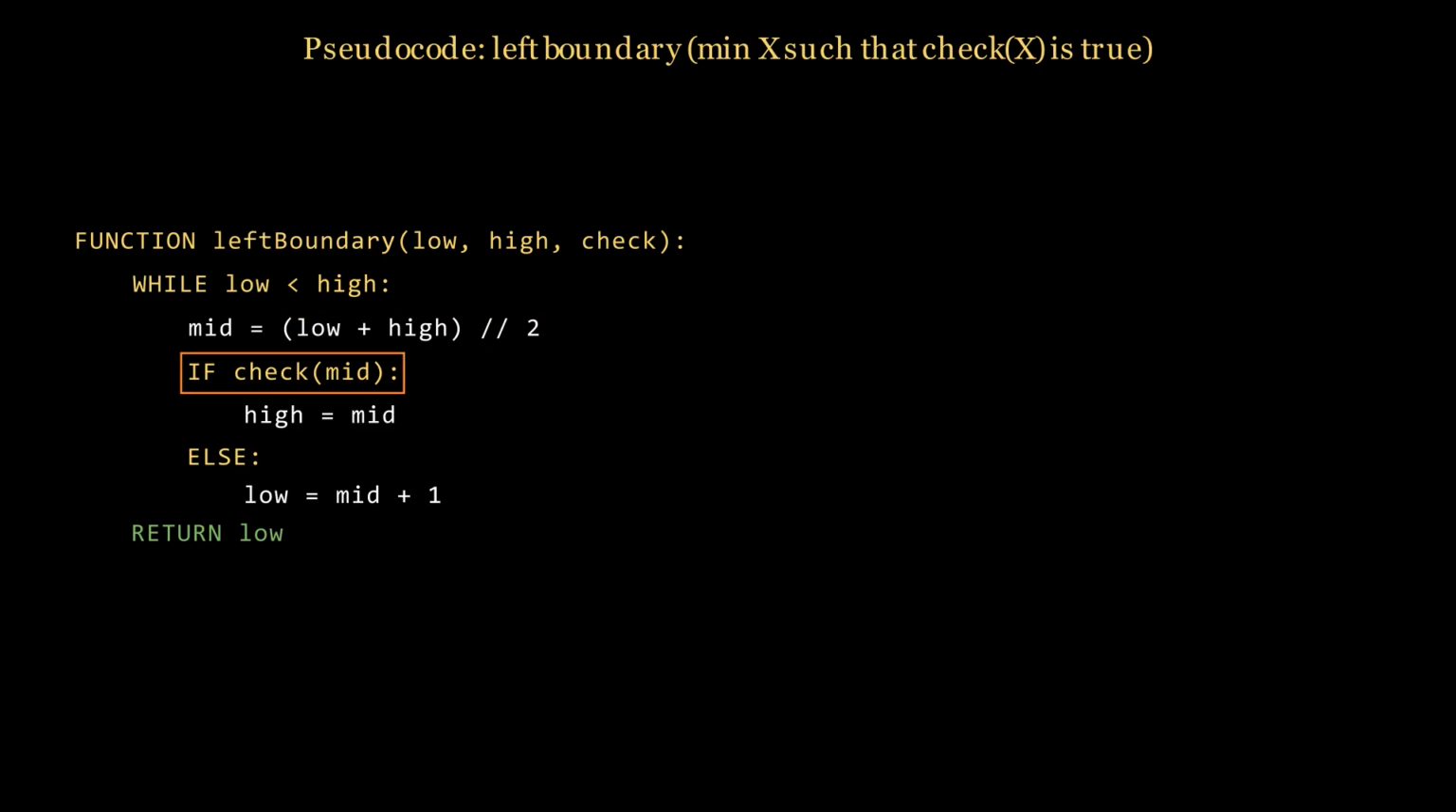If check of mid is true, the boundary is at mid or to the left. So we set high to mid. Else check of mid is false. So we set low to mid plus 1. When the loop ends, low is the first value where check is true.